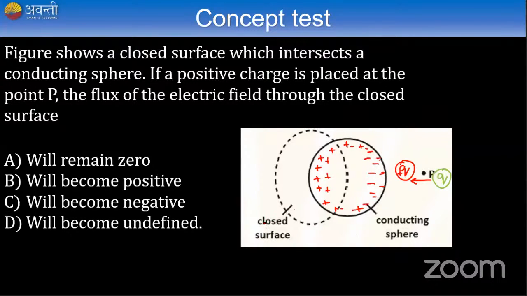Now, if you see the closed surface, guys, what happens to the Q enclosed inside this closed surface? Come on, guys, tell me now. What's the answer? See, my Q enclosed inside the surface is positive, right? There are lots of positive charges accumulated inside this surface. So the flux of the electric field through the closed surface will become positive. That's it. So option B is the right answer, guys.